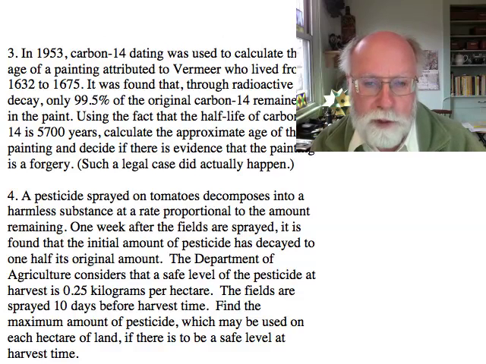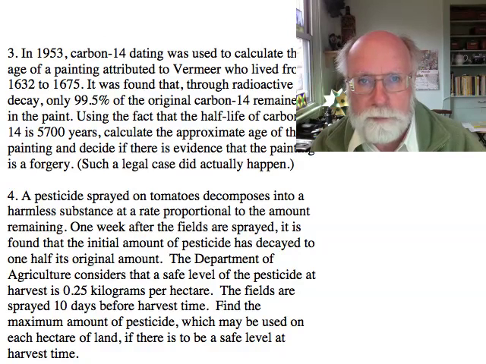Half-life problems arise not only with radioactivity, but also when we're talking about the decomposition process, say related to a chemical compound that decomposes, and where the rate of decomposition is proportional to the amount remaining at any time. Here we have a different story. A pesticide sprayed on tomatoes decomposes into a harmless substance at a rate proportional to the amount remaining. That's the clue that we've got an exponential decay here.